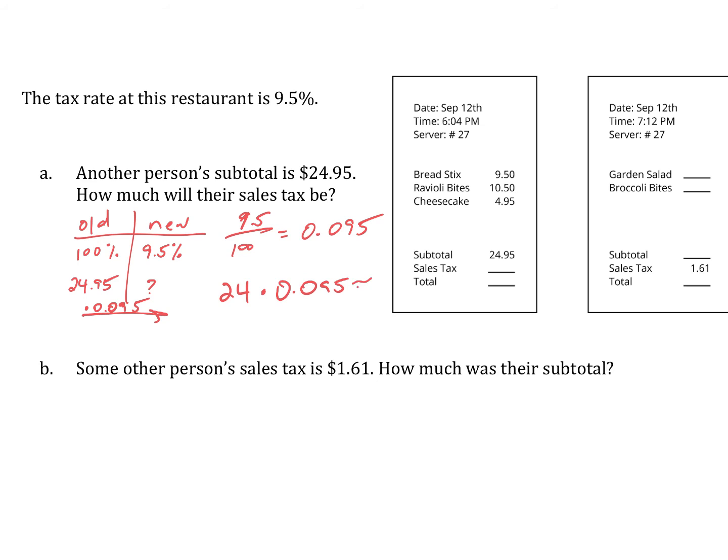is approximately $2.37. You do want to round for this. It's like 2.3702, so we would just round to 2.37. You may have also not needed to set up the table. Maybe you just went straight to here, and that's totally fine. Whatever works best for you.